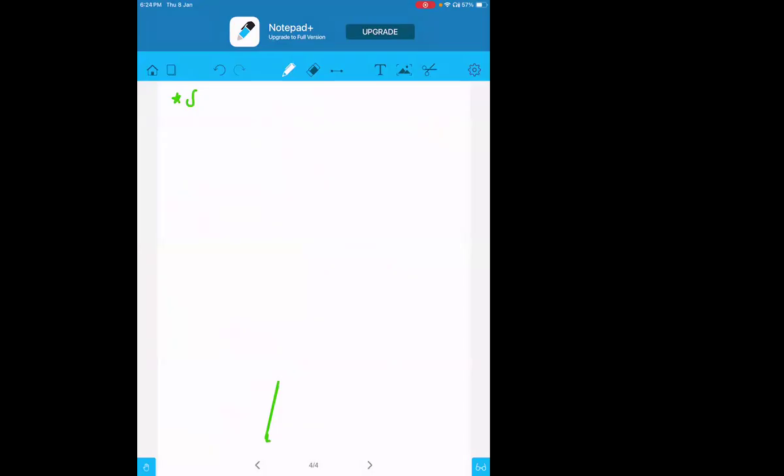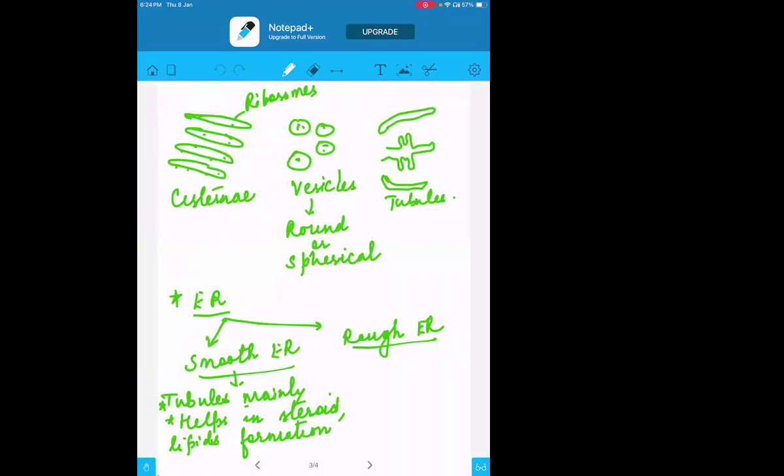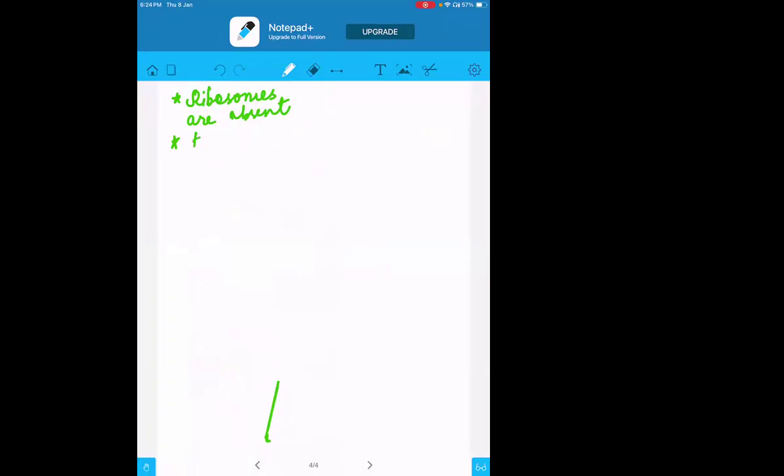Ribosomes are absent. And also, they help in membrane biogenesis. So what is membrane biogenesis and what is its function? Any idea? The process by which the membrane is made, membrane synthesis. Formation of the membrane will take place.